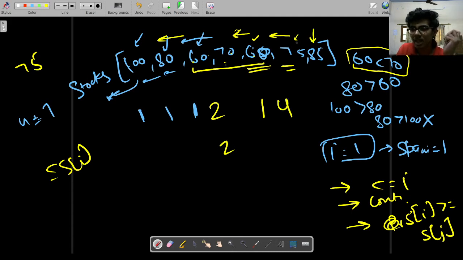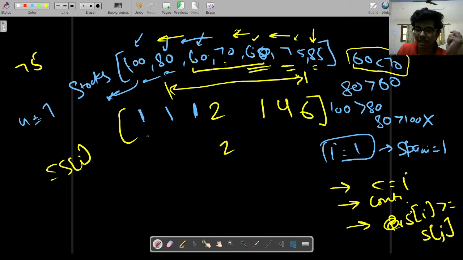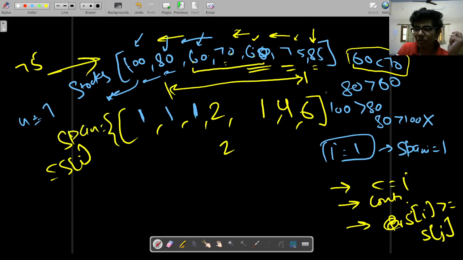For this, I see that from here till here, all the elements are less than or equal to 85. This means 1, 2, 3, 4, 5 is there, and a 6 is also there. So the answer for this is going to be 1, 2, 1, 1, 1, 2, 1, 4, 5, 6. Okay, so this is our final answer for this question. So this is the span array, and we need to find this array.